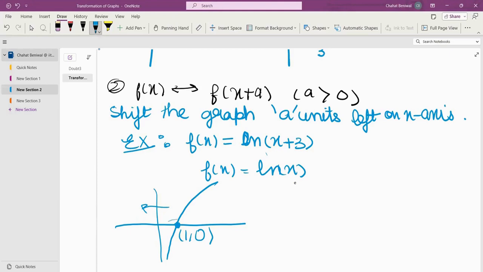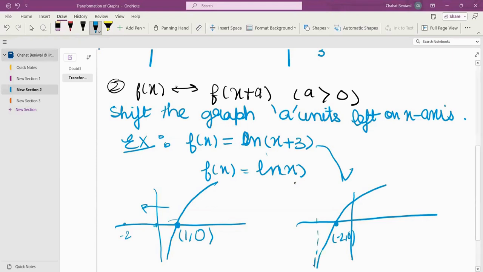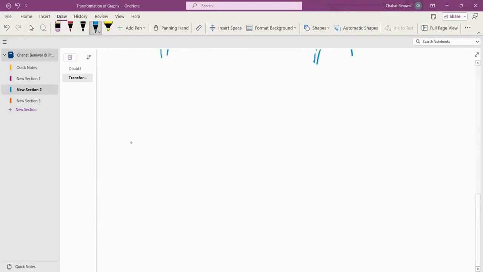So if we shift 1 unit, then it will come to origin, but we have to shift 2 more, then it will come to -2. So it is going to shift here. So let us draw the graph of our original question. So it's going to be somewhat like this, but this point is going to be (-2, 0). Okay, so we are done here. Then we are going to move to our next transformation.